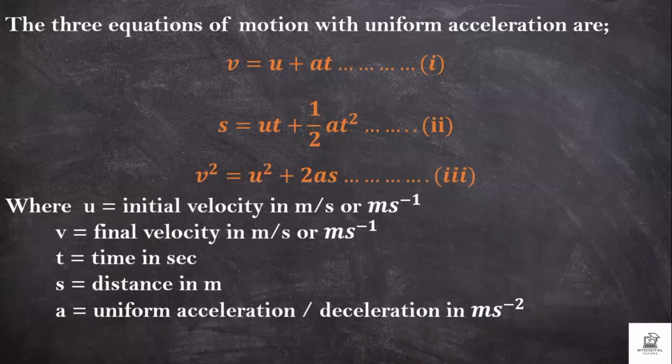So the three equations of motion with uniform acceleration are: equation 1 is v = u + at. Equation 2 is s = ut + ½at², and equation 3 is v² = u² + 2as, where u stands for initial velocity measured in meters per second, v stands for final velocity, t stands for time in seconds, and s stands for distance in meters, and a stands for uniform acceleration or deceleration, and they are both measured in meters per second squared.